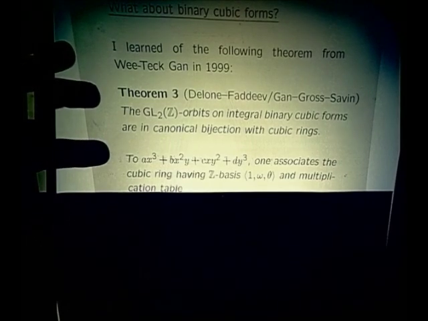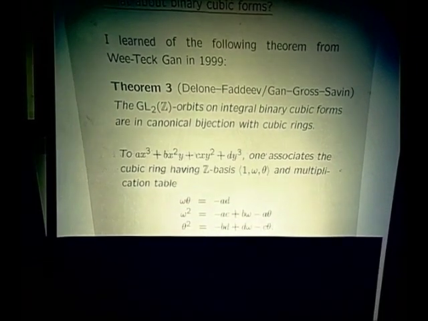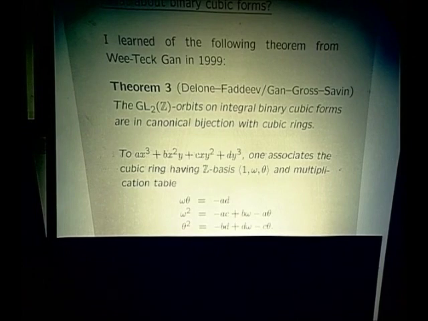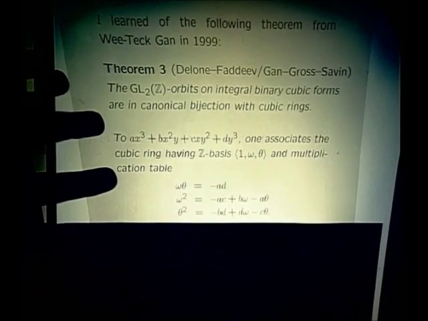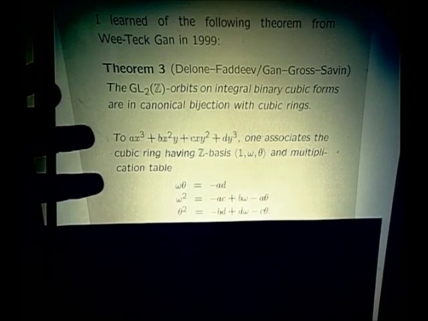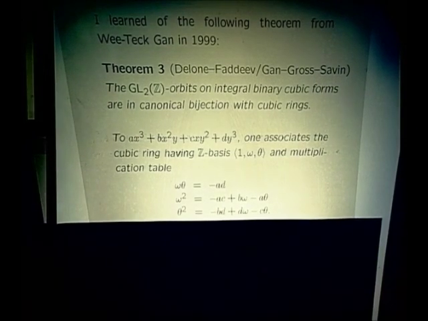So using A, B, C, D, we want to specify a ring structure, and so we just have to define what omega theta is, define it to be minus AD, what omega squared is, and what theta squared is. And so using the coefficients of the binary cubic form, we made a cubic ring. So these are formulas of Delone and Faddeev. And you check that this actually defines a ring structure. You check associativity, and it's clearly commutative, and so on. But it's associative. That's the miracle. And so that gives a cubic ring.